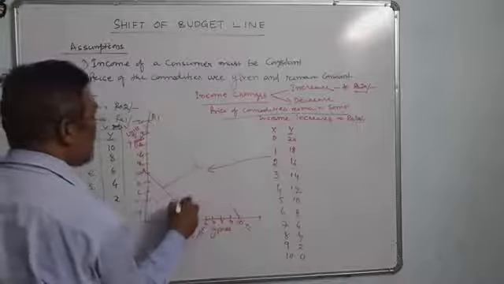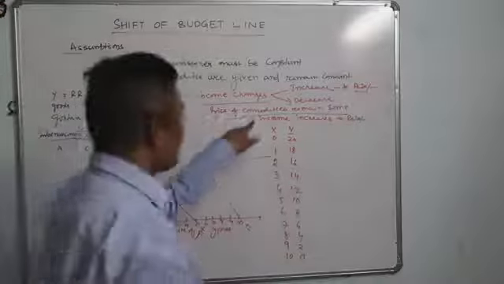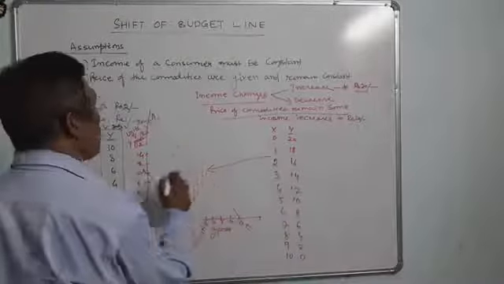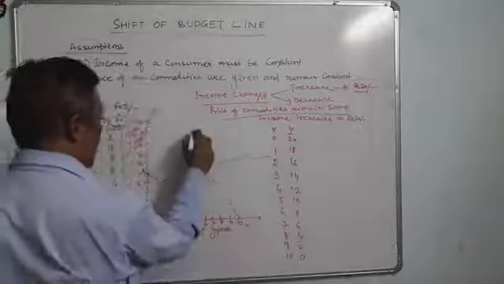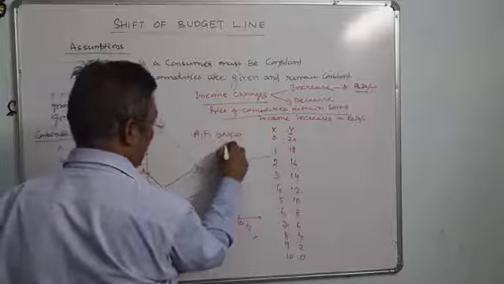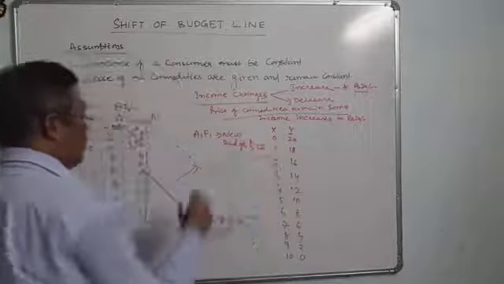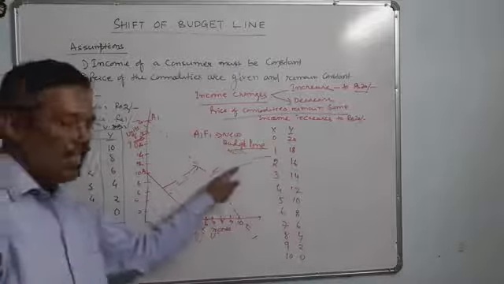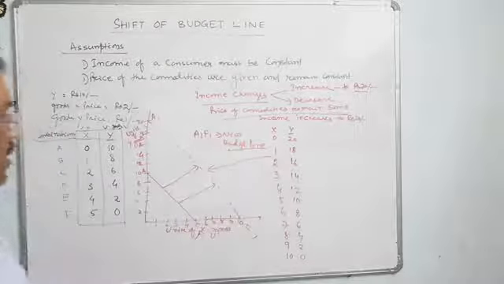This budget line shifts toward the right. It means when income increases and price remains the same, at that time the budget line will shift toward the right. A1 F1 is the new budget line, which shifts toward the right.